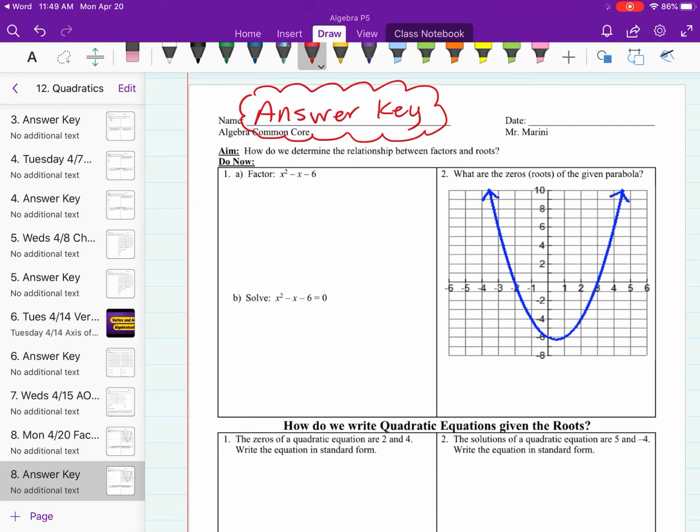This lesson is for Monday, April 20th, called Factors and Roots. Today we're going to look at the relationship between factors and roots. This lesson is in the quadratics folder. Go down to lesson number 8.